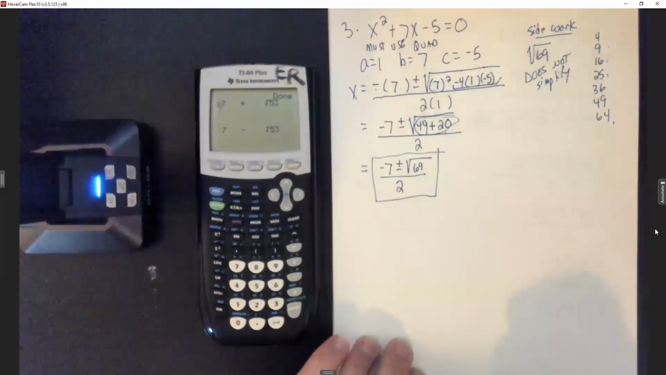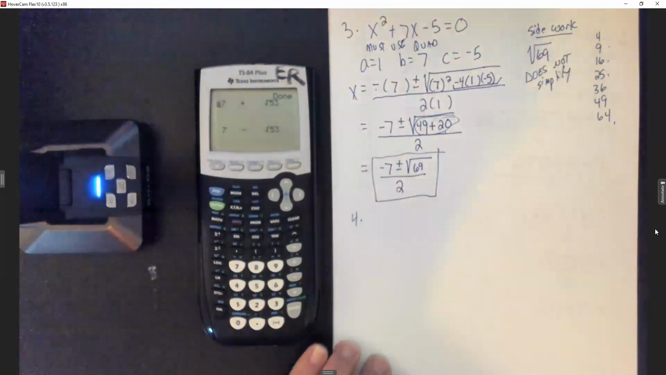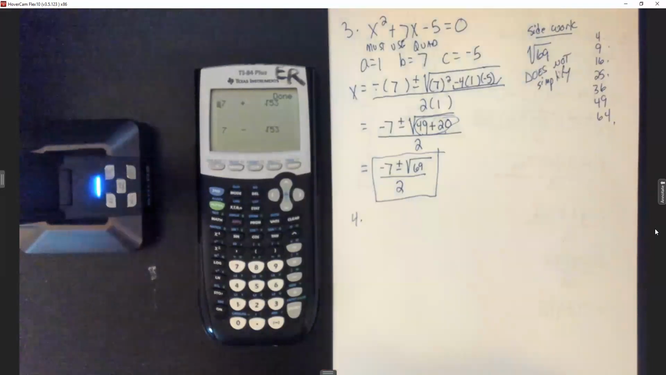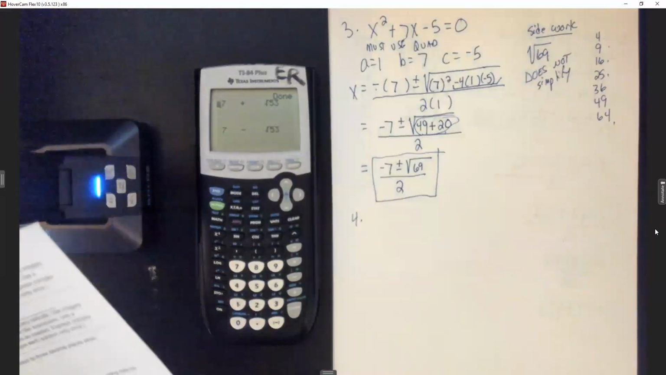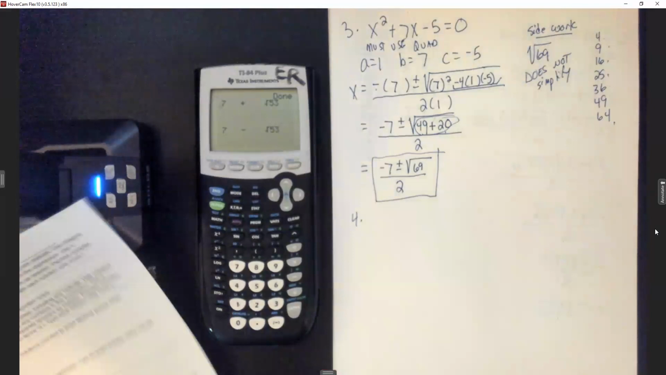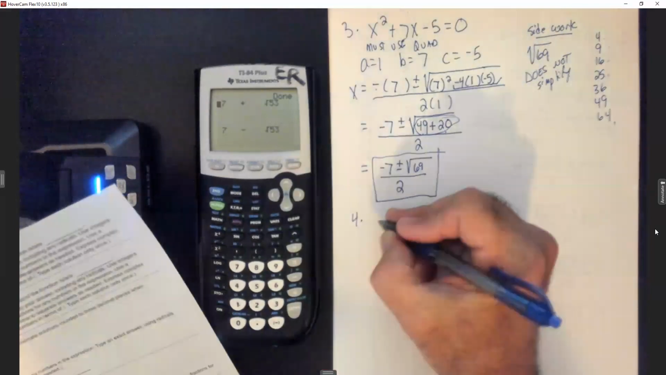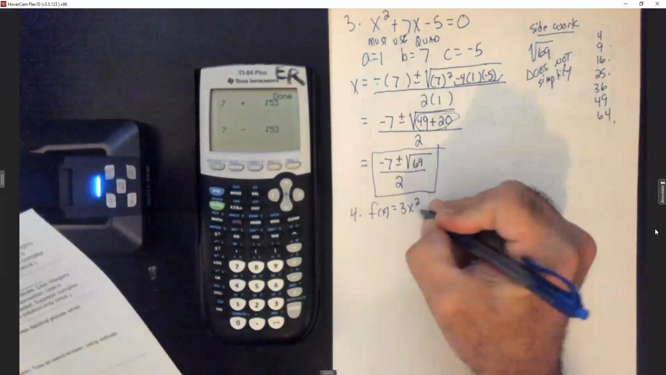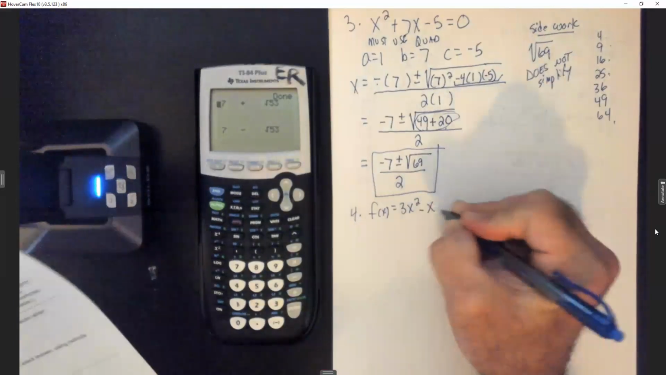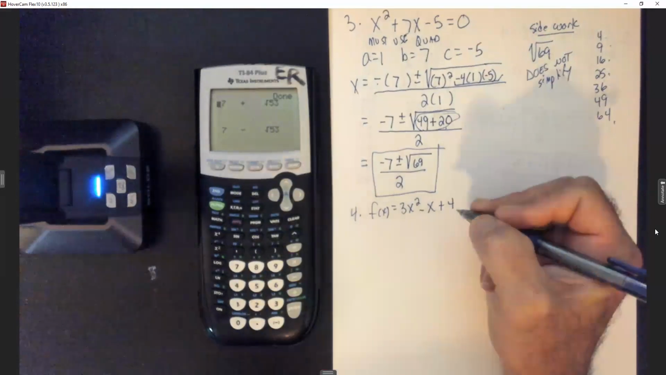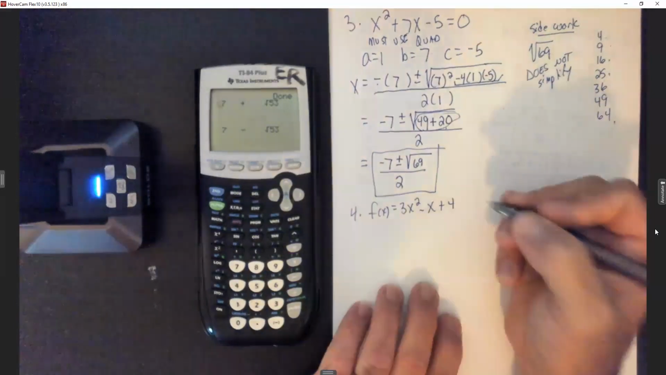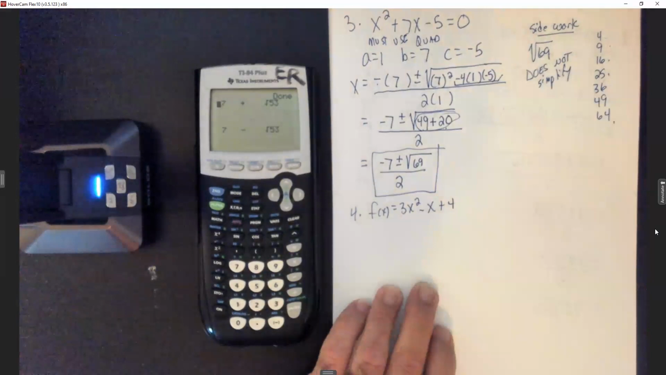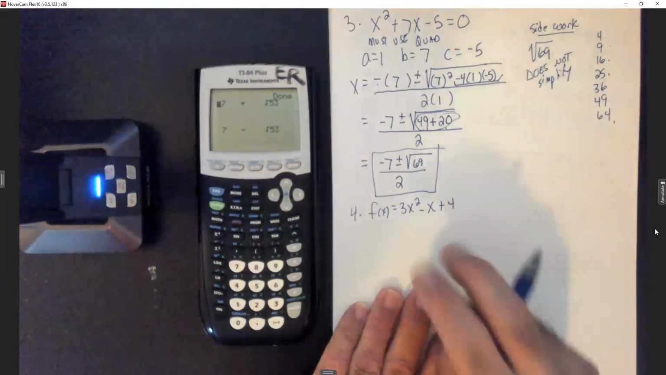All right, so let's see, moving on. This one has f of x equals 3x squared minus an x plus a 4. All right, so first thing we'll do is set it equal to 0.